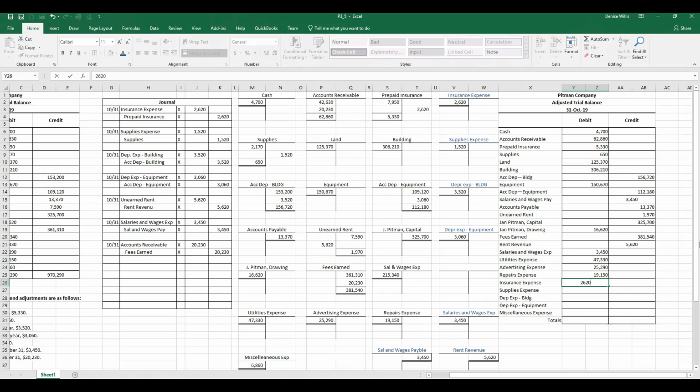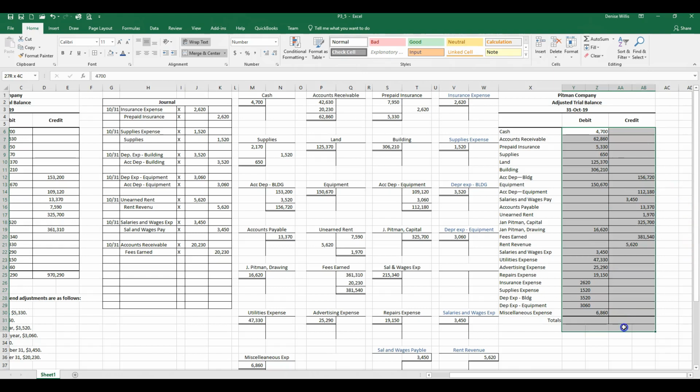Insurance expense, that's a $26.20 debit. Supplies, that's a $15.20 debit. Depreciation expense on the building, $35.20. Depreciation expense on the equipment, $3,060. And miscellaneous expense did not change. It is $68.60.